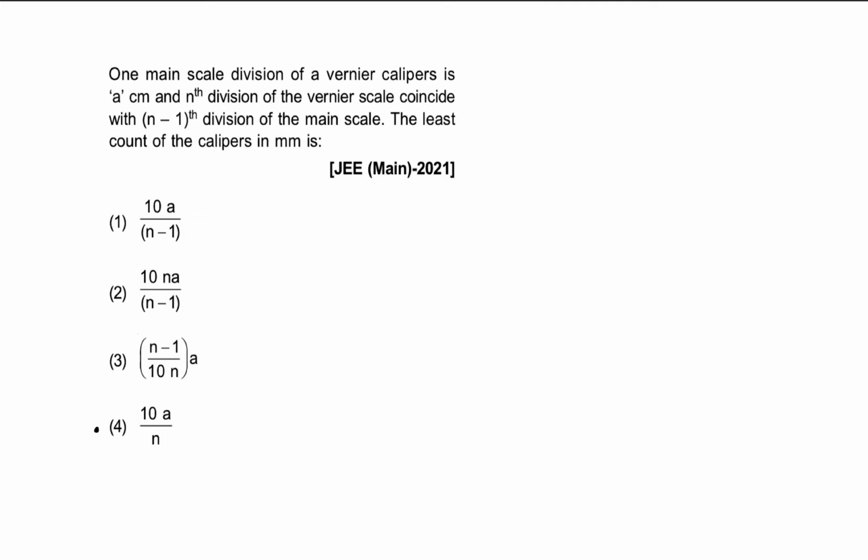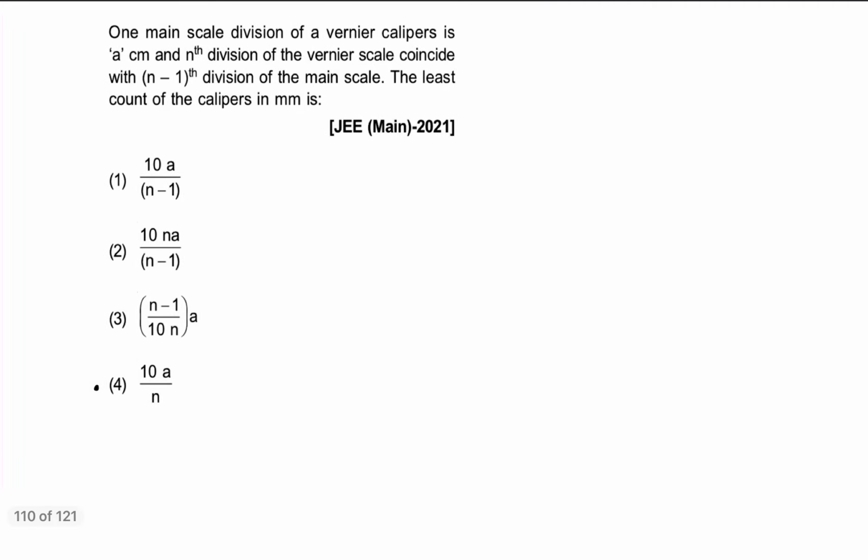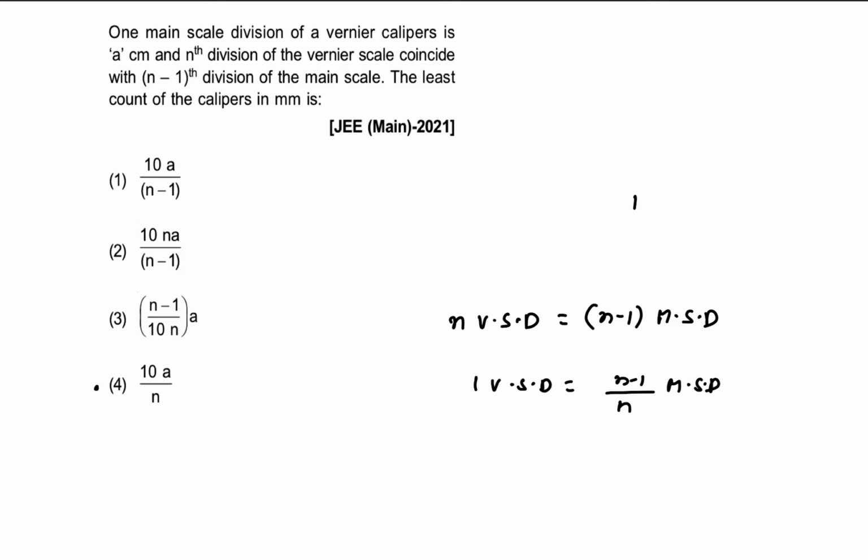Okay, next one. One main scale division of vernier calipers is a centimeter, and n divisions of the vernier scale coincide with n minus 1 divisions of the main scale. See here, n vernier scale divisions coincide with n minus 1 main scale divisions. So 1 vernier scale division is equal to n minus 1 by n main scale division. Again, 1 main scale division can be written as a centimeter. They are asking in millimeters, nothing but 10a millimeters.